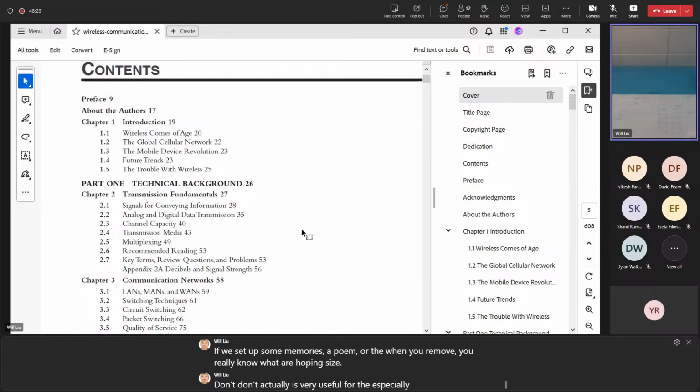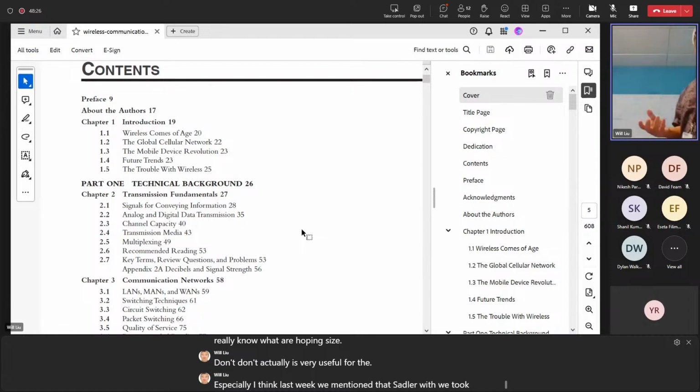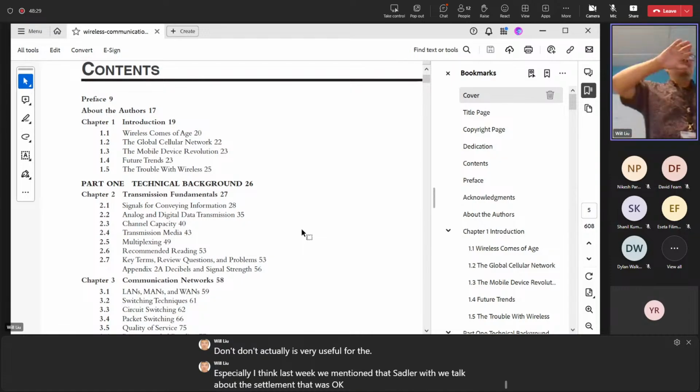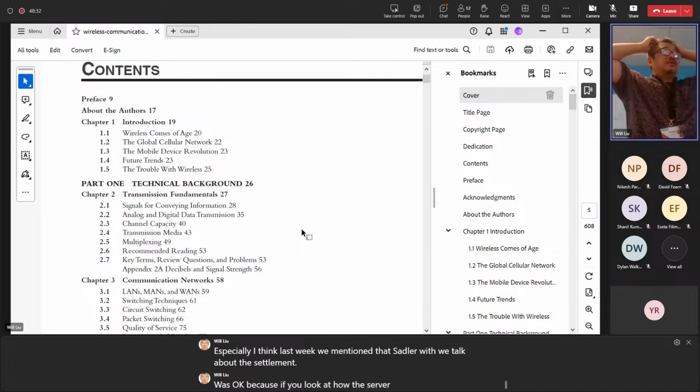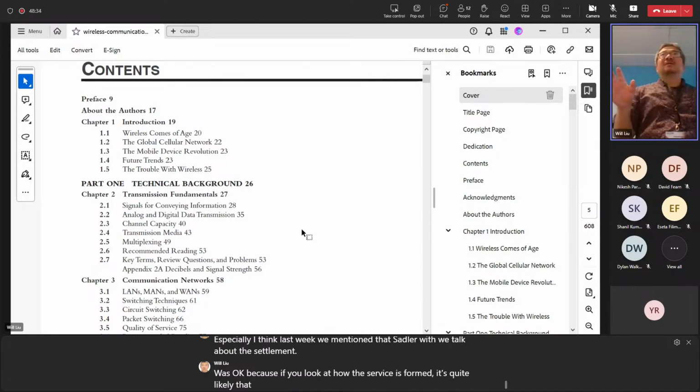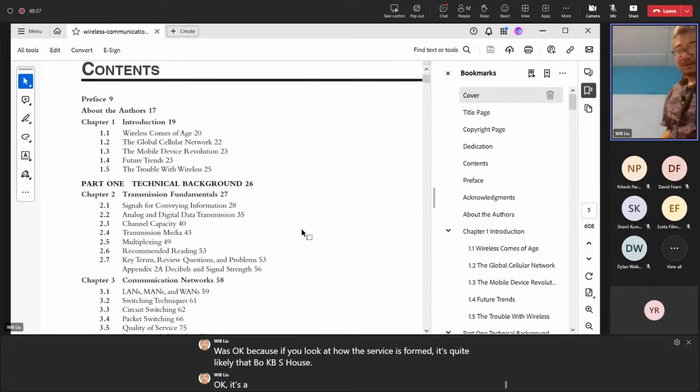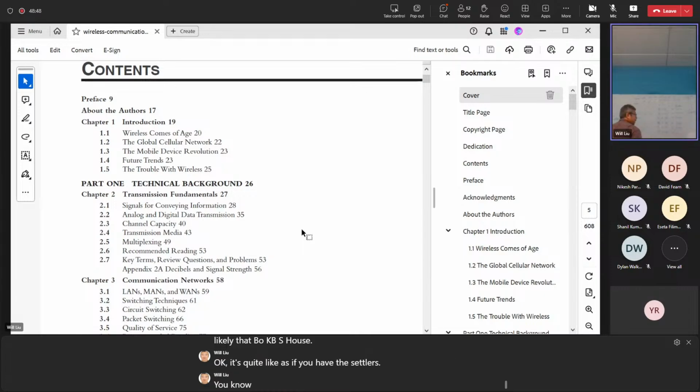Especially, I think last week we mentioned cellular. We talked about cellular networks. If you look at how cellular is formed, it's quite like a bee's house. If you look at the coverage, it's something like that. You put something here, and this will be the coverage. It's quite like a cell. So that's why we call it cellular communication.